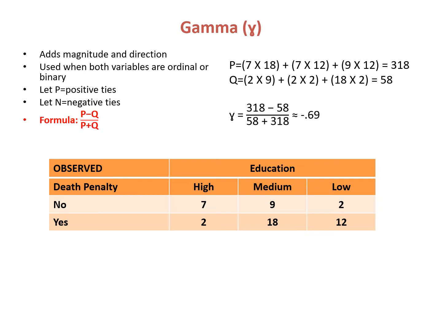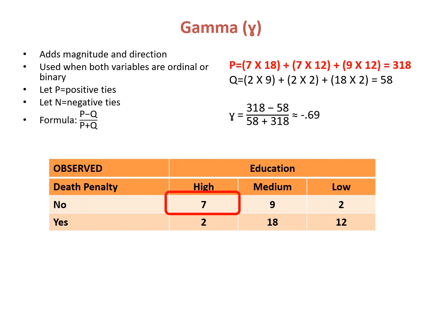The formula for gamma is the ratio of the difference between positive and negative ties to the total number of ties. This statistic is standardized and takes on values between -1 and 1. If there are more positive ties than negative ties, the direction is positive. If there are more negative ties than positive ties, the direction is negative.